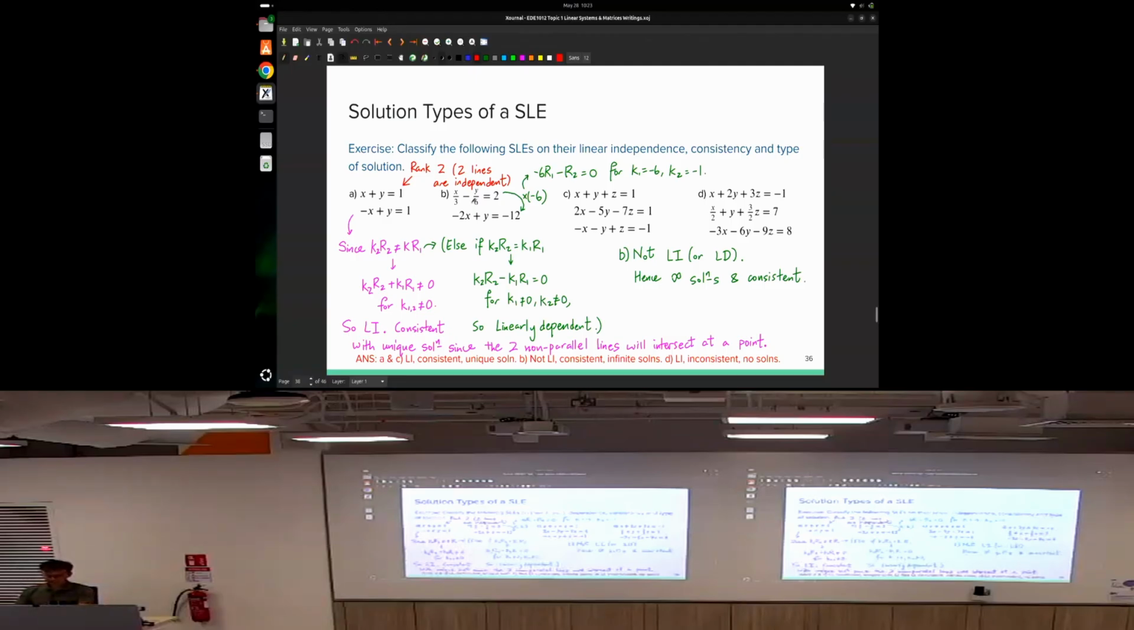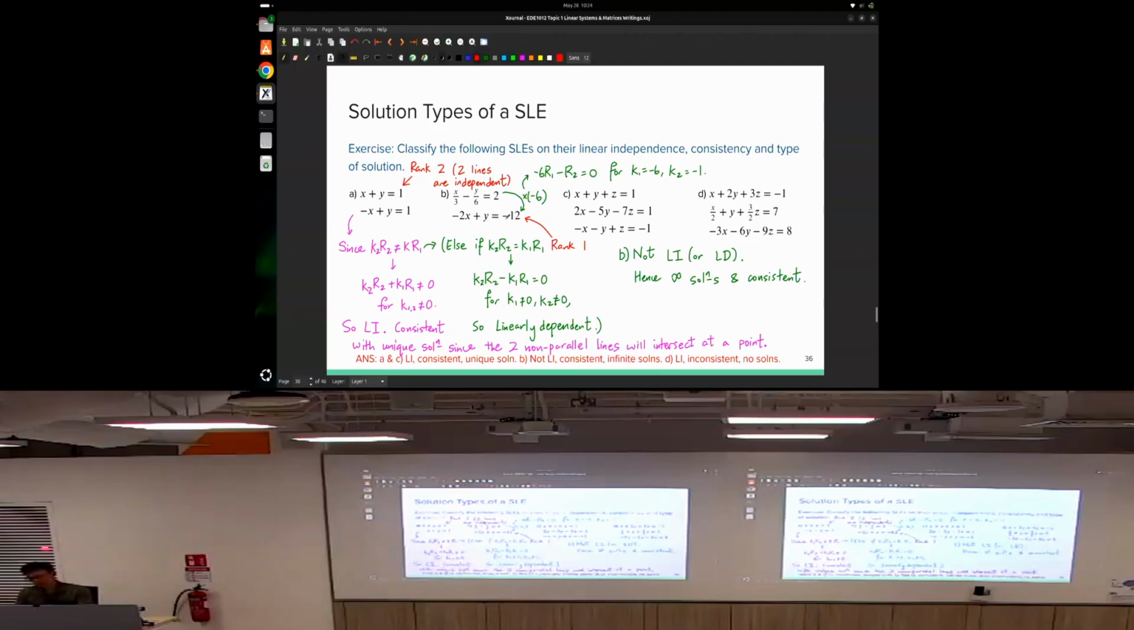But B is what? Rank 1. This thing is rank 1. Why rank 1? Because the second row is the same as the first row. Now I just multiply by -6, you get the same form of the 2 equations. So therefore, there is in fact only one line.